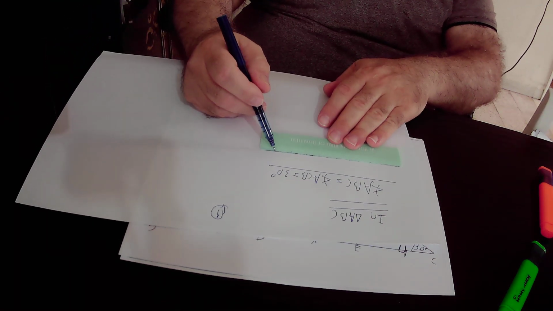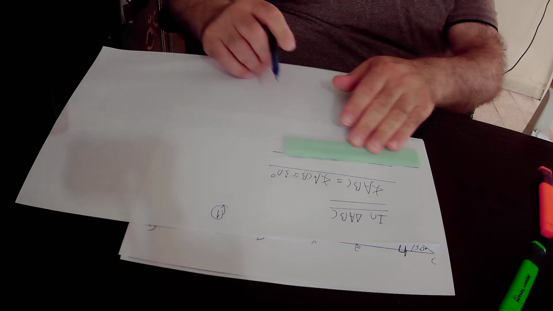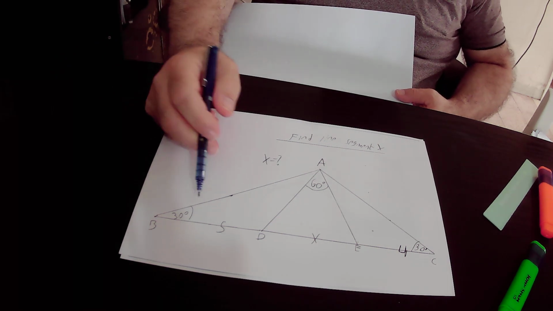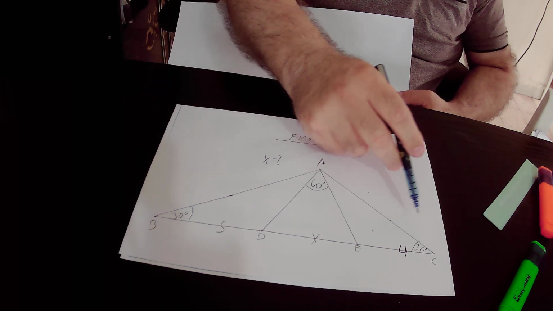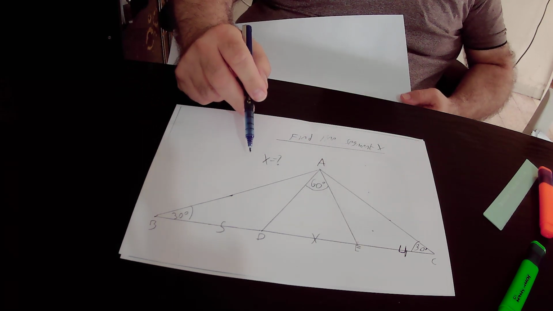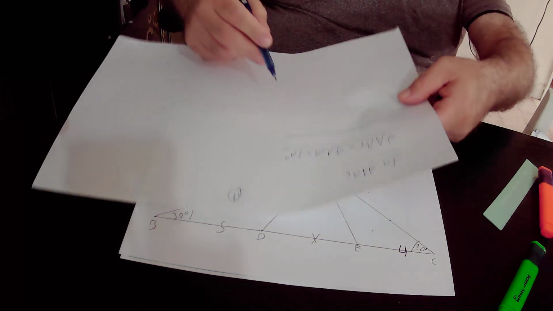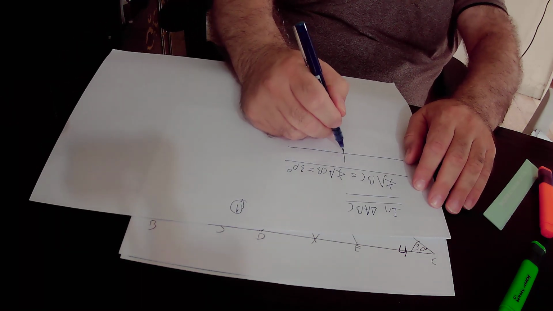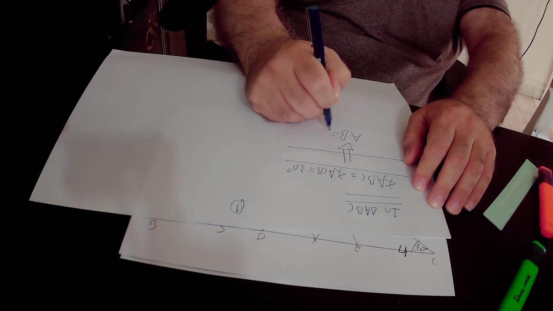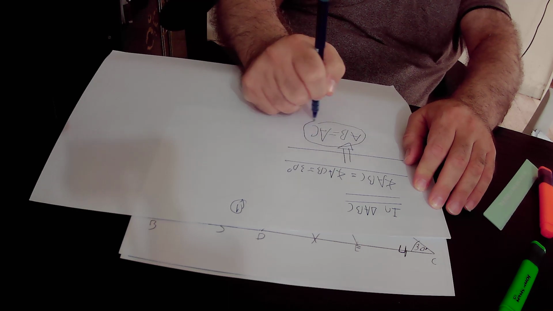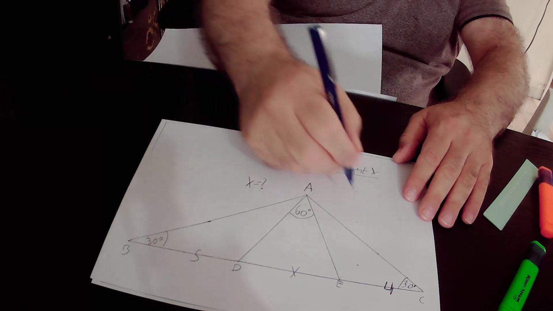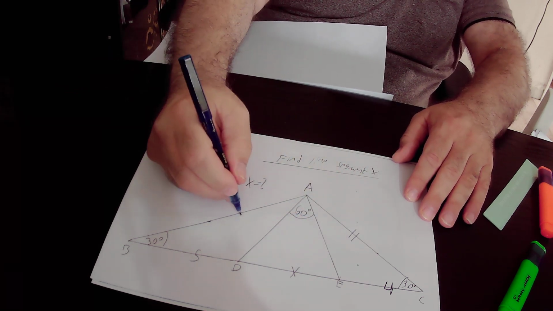And according to the rule that opposite equal angles in a triangle there are equal sides, we get that opposite this angle we have side AC, opposite this angle we have side AB. So side AB must be equal to side AC. Okay, AB equals AC. So we can write here that side AB equals side AC.